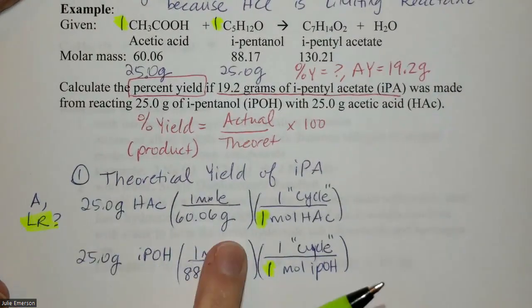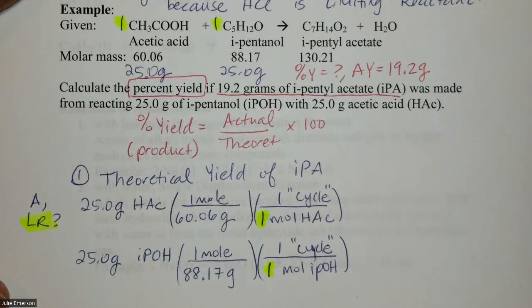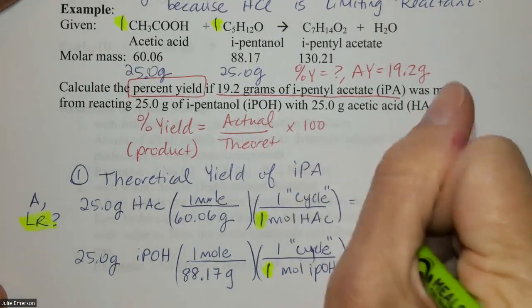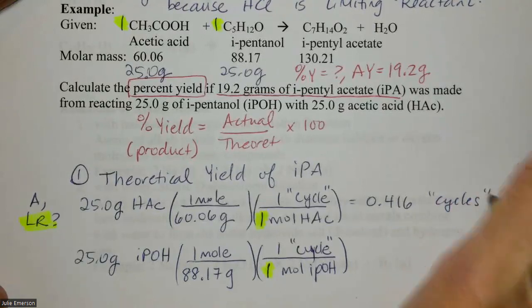So mass to moles first, makes sense. That's what we're used to. Divide by that coefficient to make sure we capture if there is a mole difference. So 25 divided by 60.06 means I have 0.416. And again, there's no unit here, which is the other reason I think I didn't like this.